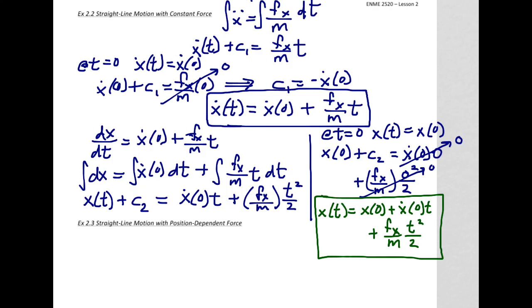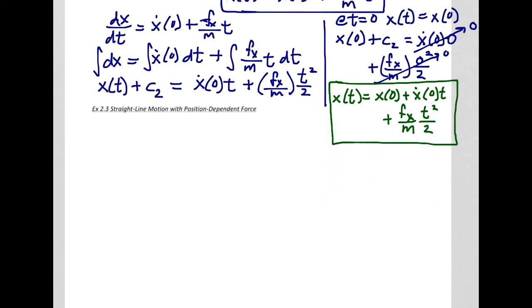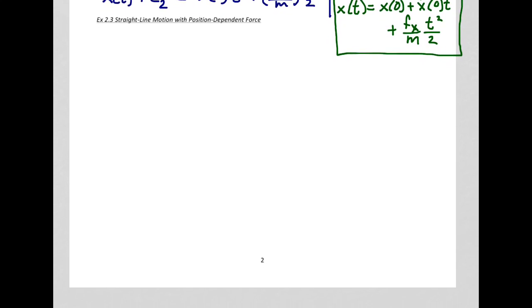Alright, so let's address an even more complex situation that you may or may not have seen before. This is where we have straight line motion, and then we have position that is now feeding into force, or force is a function of position. So in this scenario, we start out always by writing an equation of motion, which is x double dot is equal to our force in the x direction, but it's a function of x. Last time it was constant.